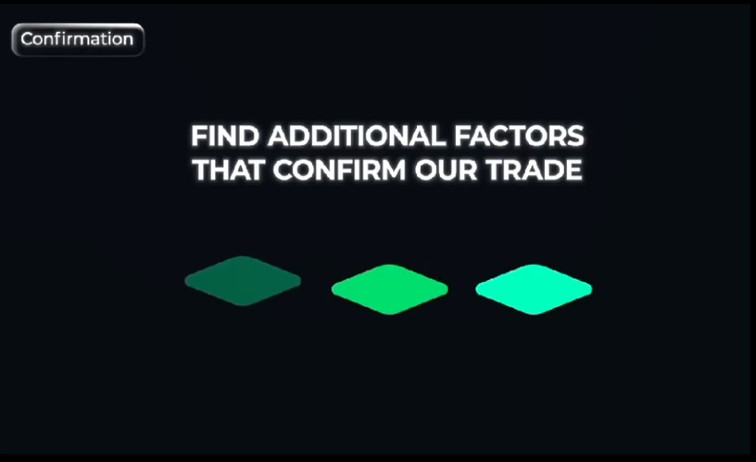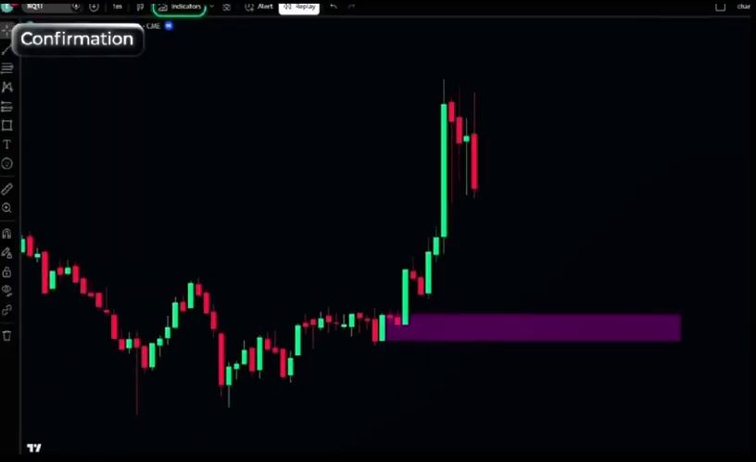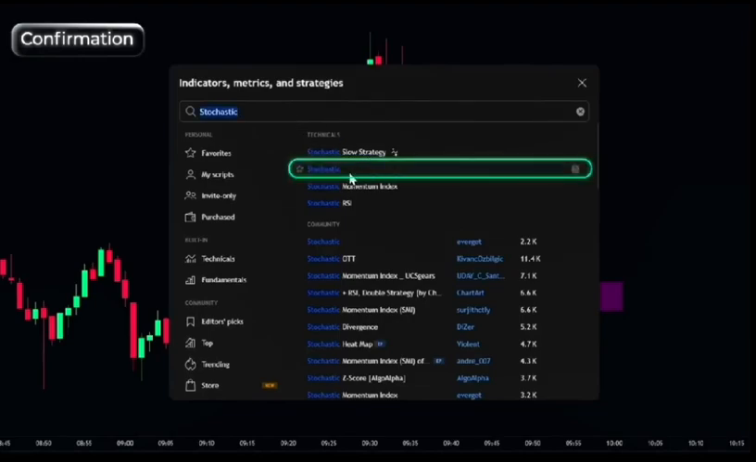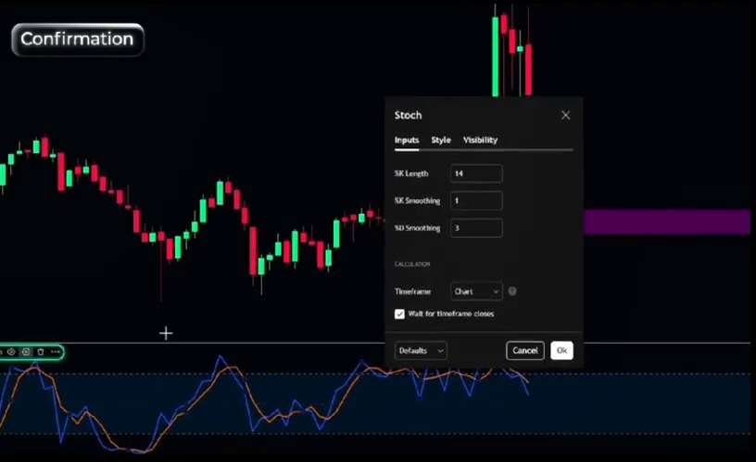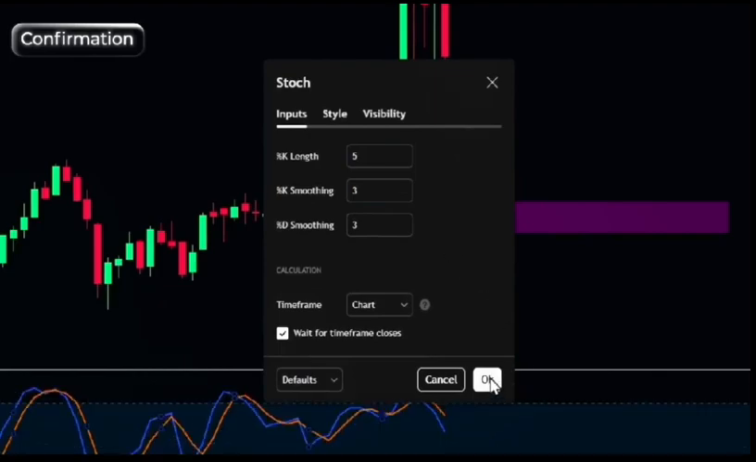But to keep things simple, the confirmation we're going to use for this video is using an indicator called the Stochastic. To apply it on your charts, just go to the indicator section, type in Stochastic, and click this one. Next, you want to go to the settings and adjust them to match these values, because I've found that these values tend to work the best.